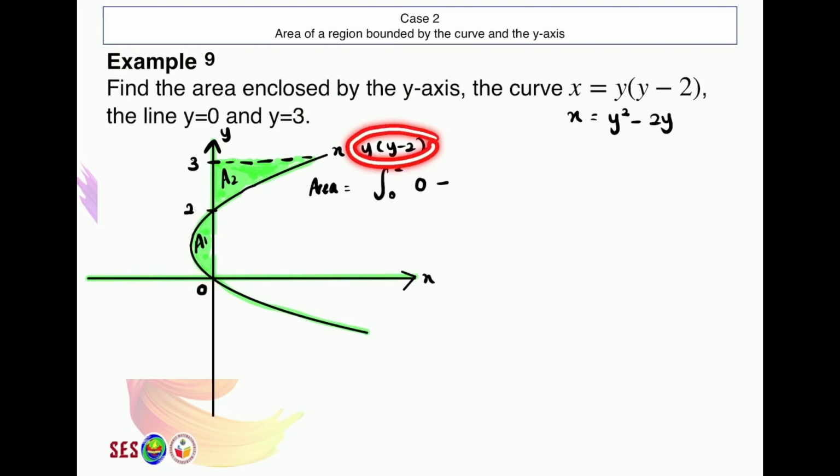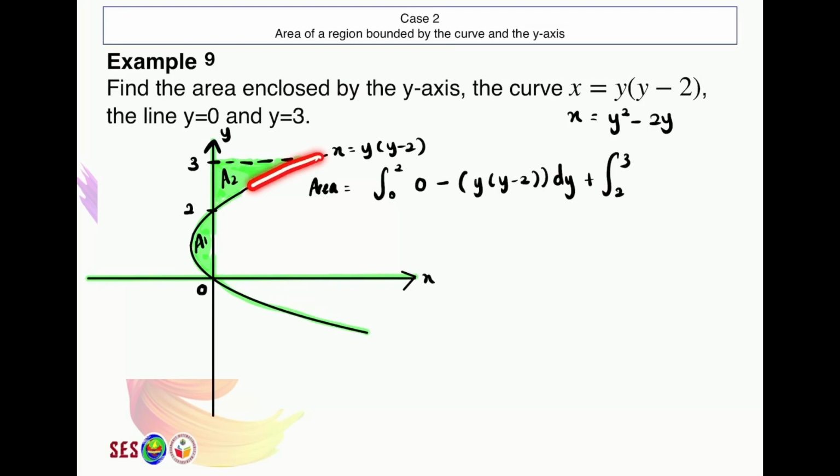So 0 minus the left function, which will be the one on the left, the bracket y squared minus 2y. We integrate with respect to y, so we put dy. And we add the integral from 2 to 3, right function minus the left function. So the right function will be y squared minus 2y, minus the left function. The left function is at x equals 0, so it will be 0. There's no need for us to write the 0, we'll just straight away put dy.